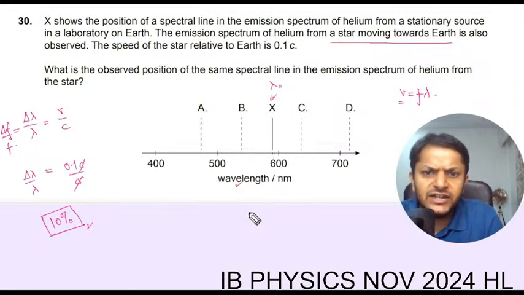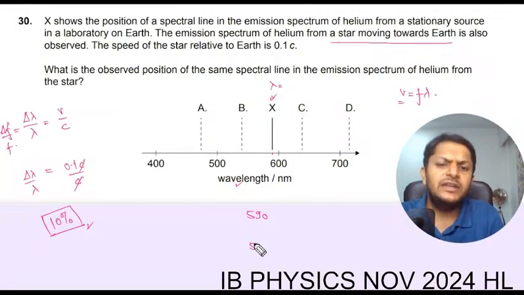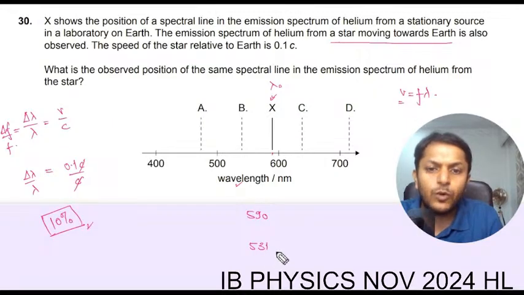So this is nearly 590, and the 10% of that will be 59. So that will be subtracted from it. So it will be nearly 531 something, isn't it? 41.